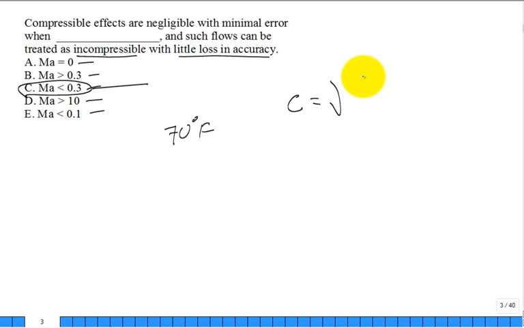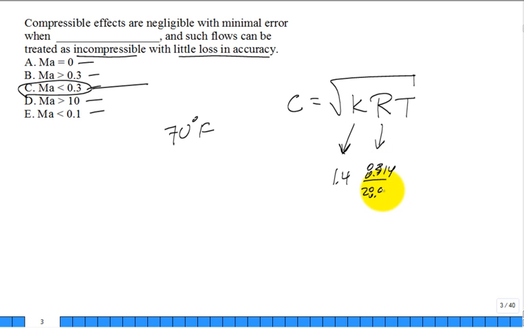C equals the square root of k R T. So let's say you have a calculator. Who has a calculator? Let's make this calculation. What is k for air? 1.4. R is 8.314 divided by 28.97, the molar mass. So R bar divided by molar mass.